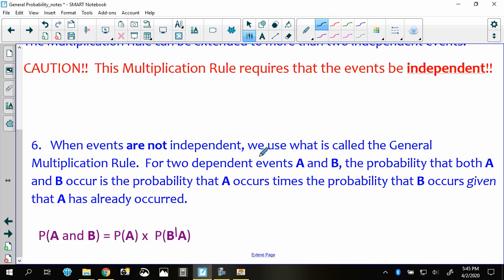Now, if they are not independent, then we have a slightly different probability. Okay, this is where they are called dependent events. This means that the probability of the second act depends on what happens in the first one. Okay, so for both A and B to occur, the probability A occurs times the probability that B occurs, given that A has already occurred.